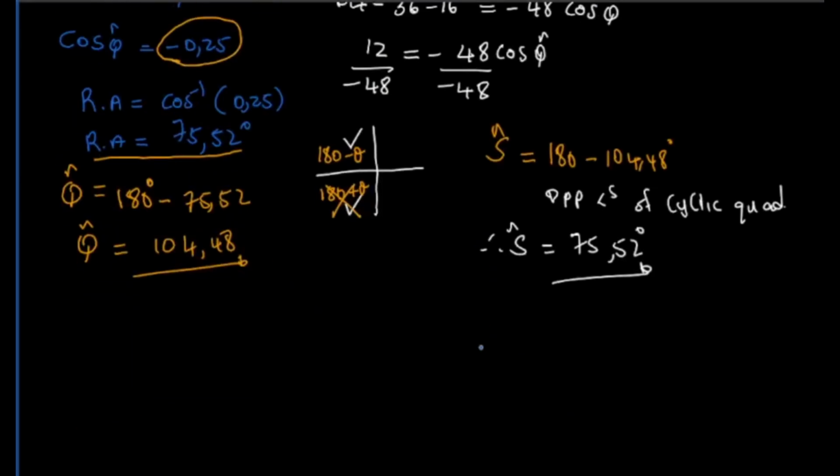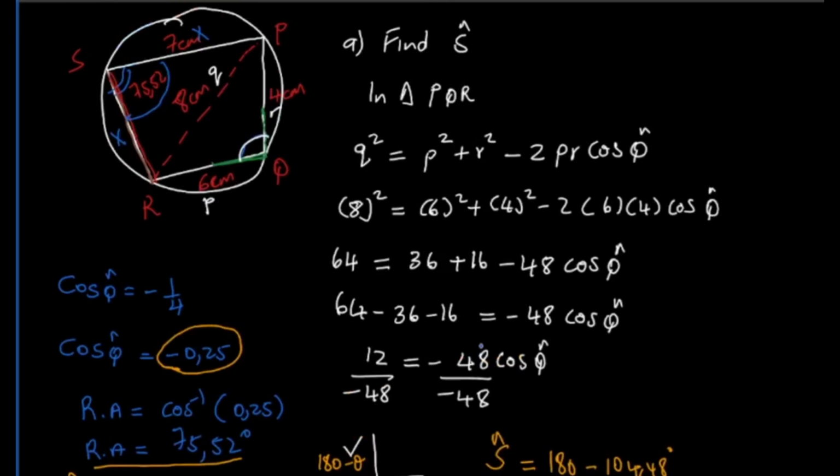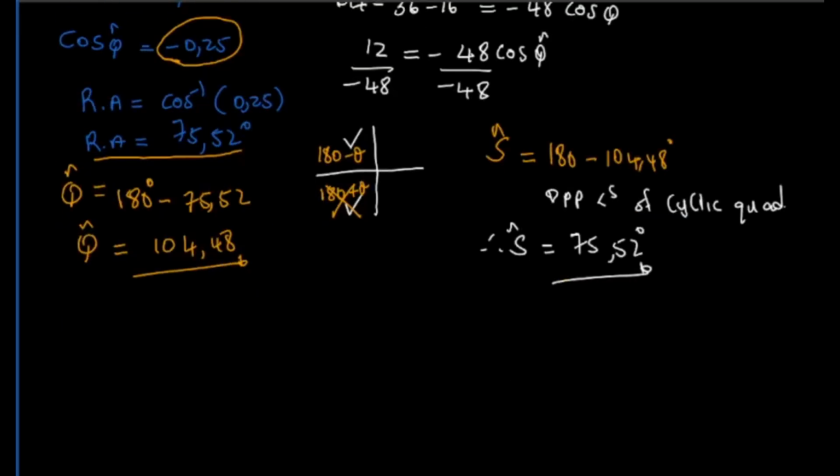We don't have space for this, but let's just try to squeeze it in here. So we are saying that in triangle RSP, let's bring down the triangle so that everything will be easy for us. This was the triangle.